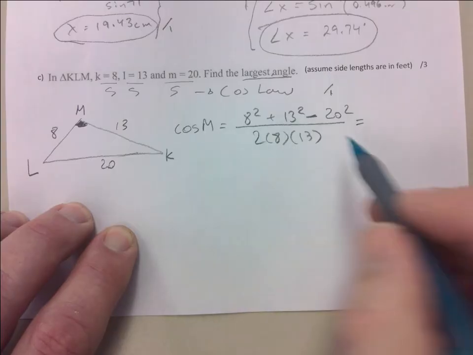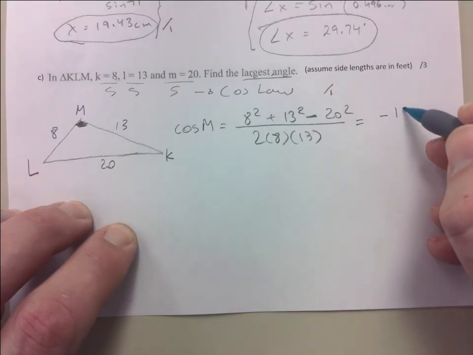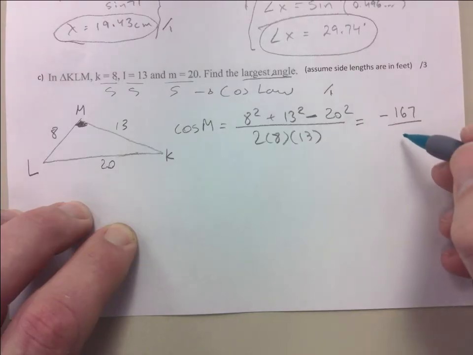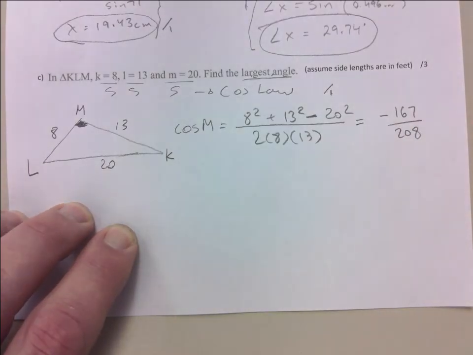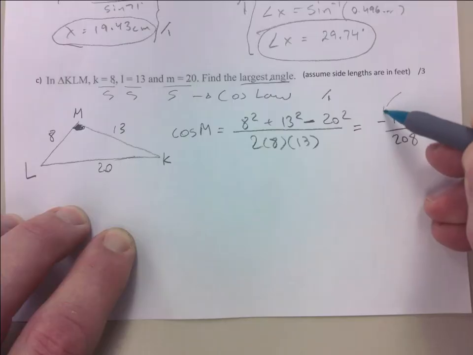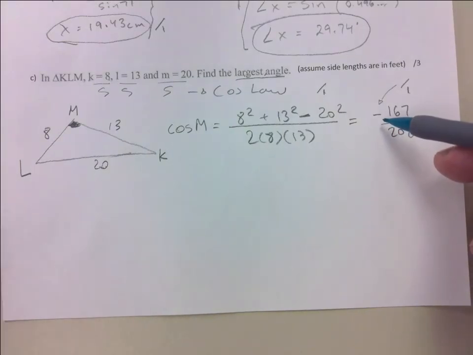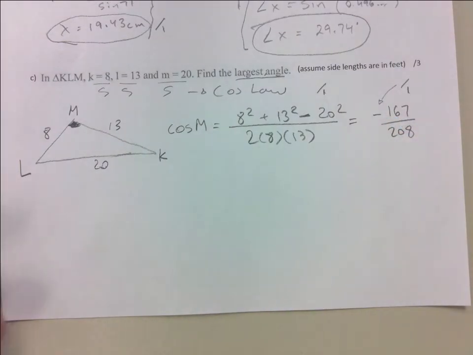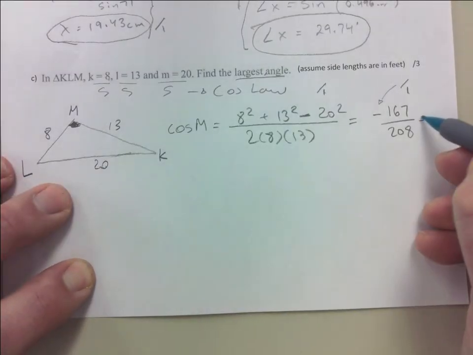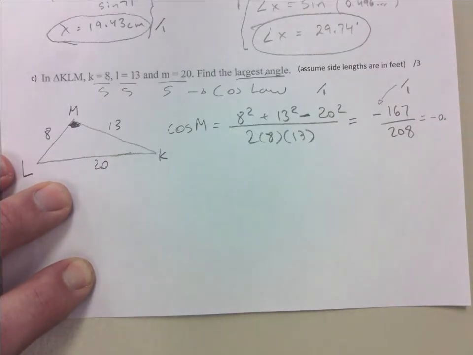And you're going to get, if you do the top, you get negative 167? Cannot read my own writing. 167. And this is 208. And I will today give you a mark for that negative. It's very important to make sure you understand that the negative has to stay. You can't just get rid of it. And when you divide that, you get negative 0. And I don't have that in my key right now.